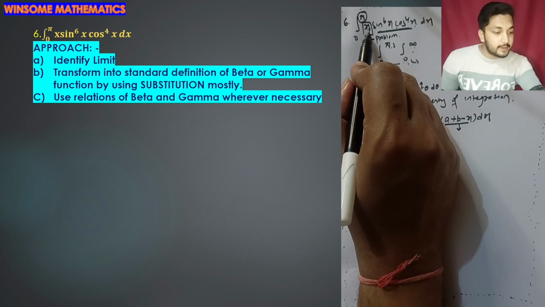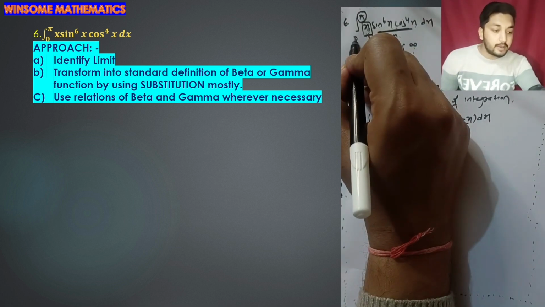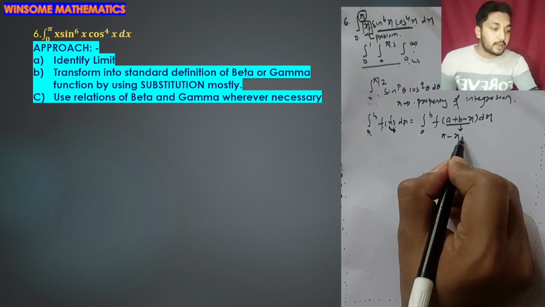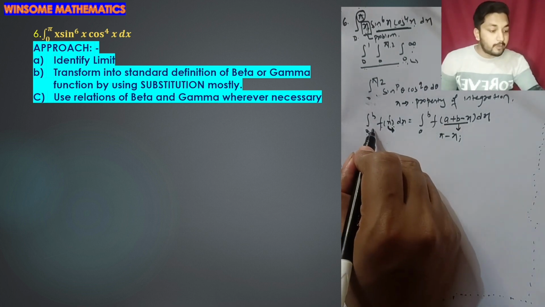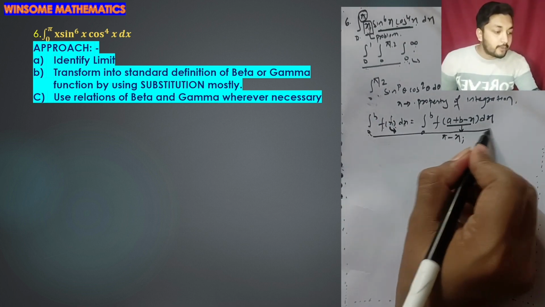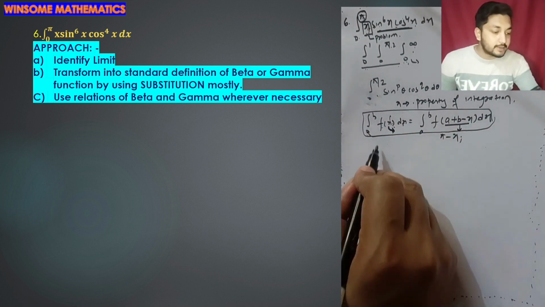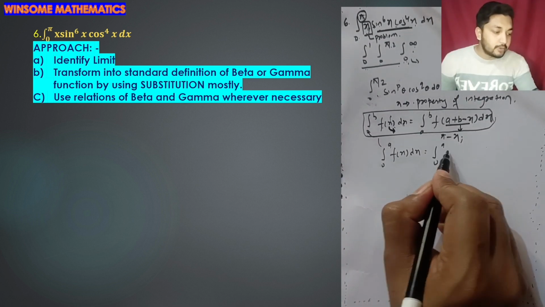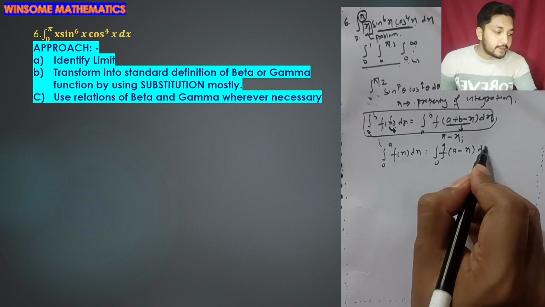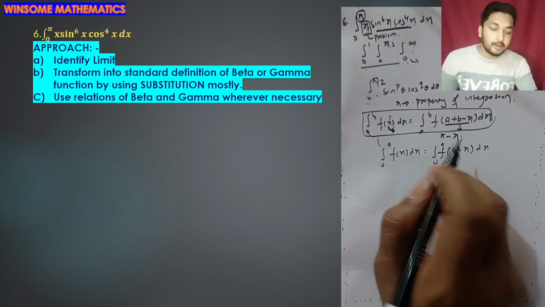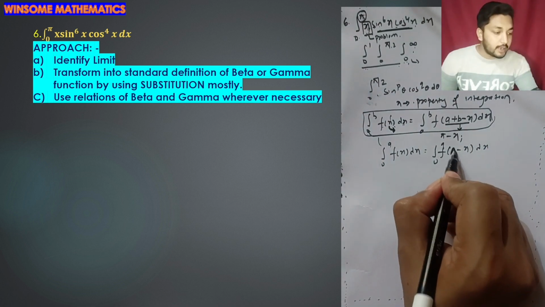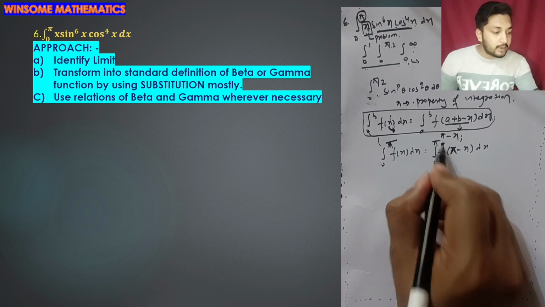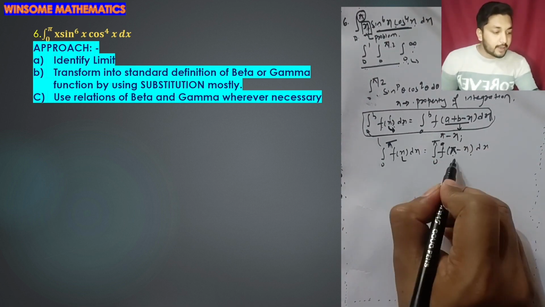So we can replace this x with a + b - x. Where is a + b? This is 0 + pi. So we can replace x with pi - x. Simple. The derived formula from this formula is that we can use the integral from 0 to a of f(x) dx equal to the integral from 0 to a of f(a - x) dx, because a + b here is 0 + a. Similarly for 0 to pi, we can write pi - x. The integral from 0 to pi of f(x) dx is equal to the integral from 0 to pi of f(pi - x) dx. So we will replace x with pi - x.